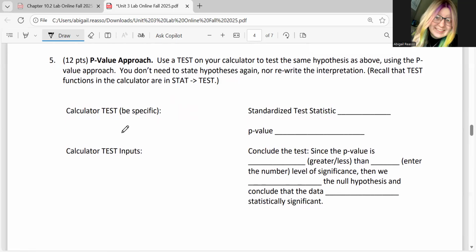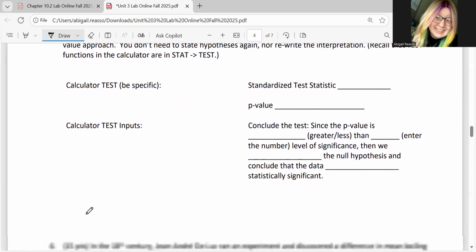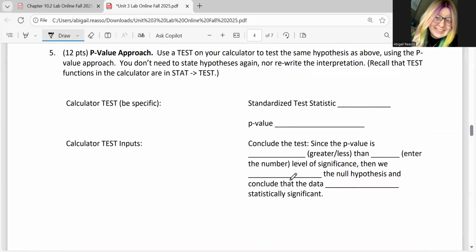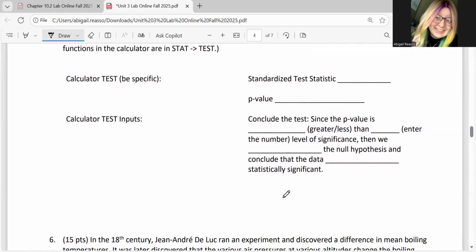So you're going to choose a test from that list, and then you are going to write what your inputs are here, because we want to make sure that you're typing in the correct thing. Once you complete the test, it'll give you a standardized test statistic and a p-value, and you can make a conclusion on your test here. Note, you do not need to rewrite the interpretation or the hypothesis on this one.